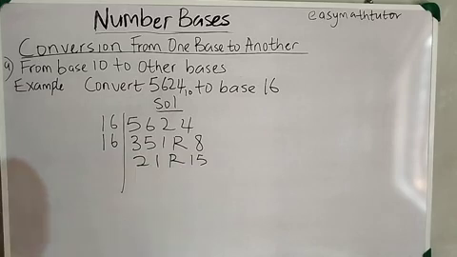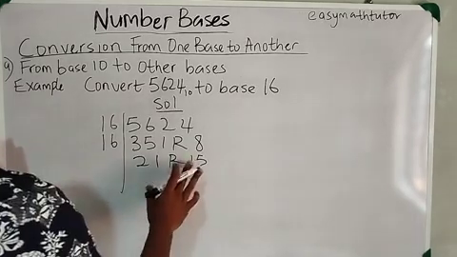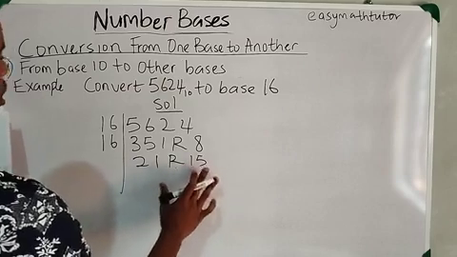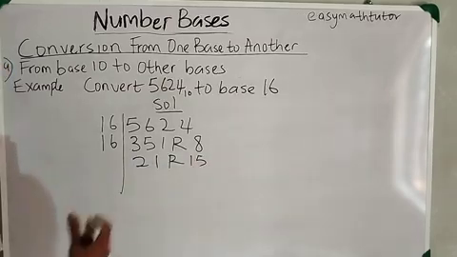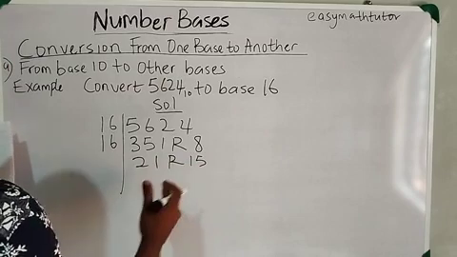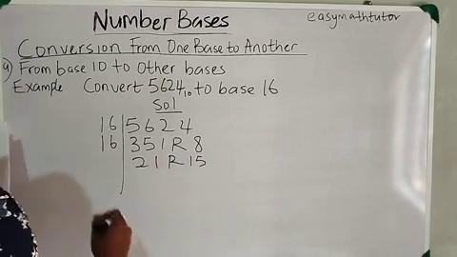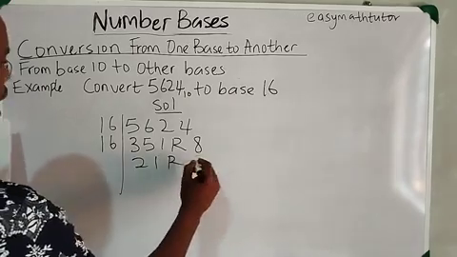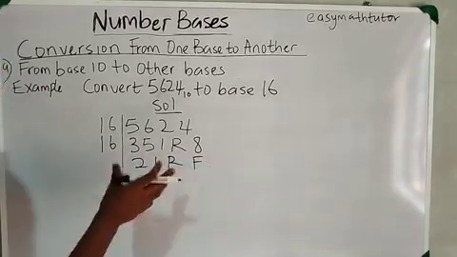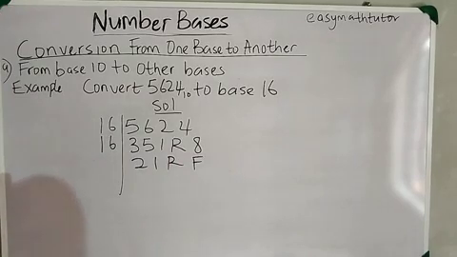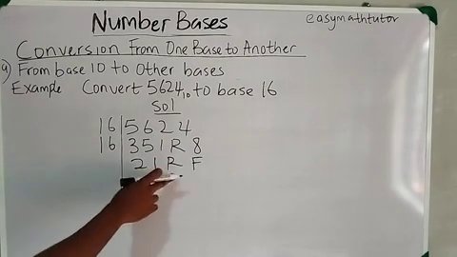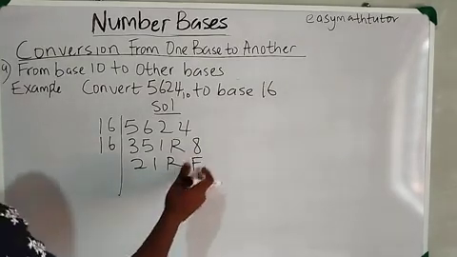But if you remember, for hexadecimals, we do not represent numbers 10 to 15 as they are. Instead, we represent them with letters. A represents 10, B represents 11, C represents 12, and so on. So 15 is actually represented by the letter F. I have taken care of this and explained it in my first video on number bases, so you may want to check it out in case you do not understand. So we have 21 remainder F. This F stands for 15.